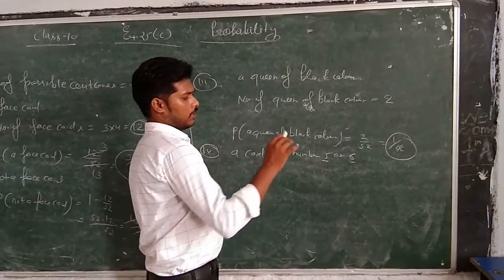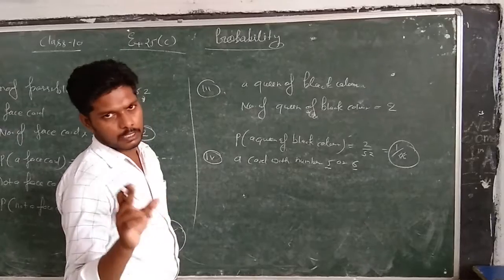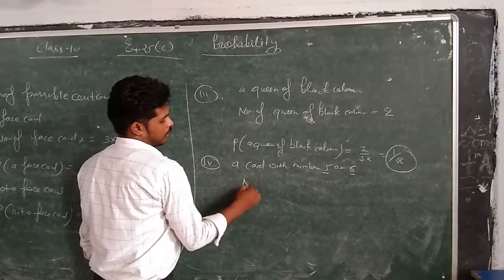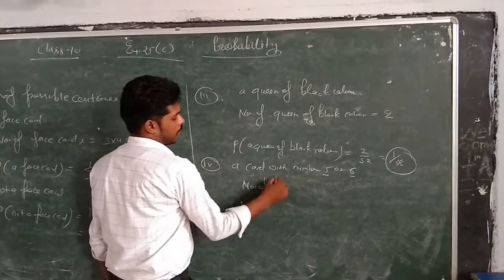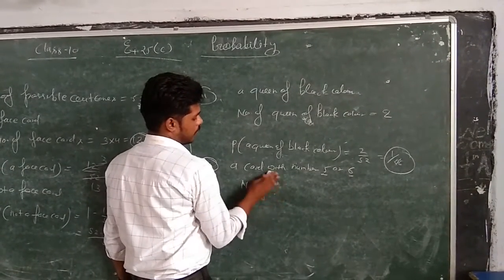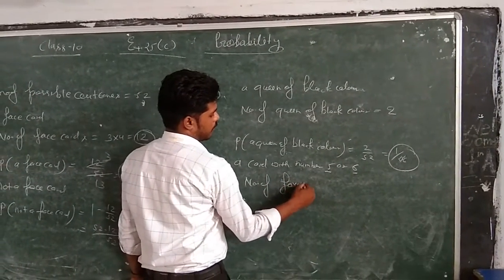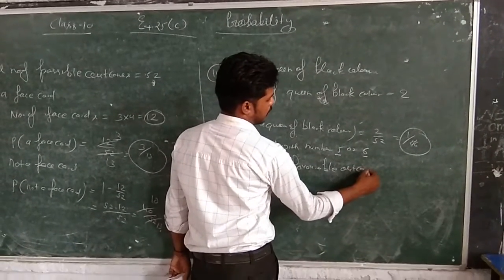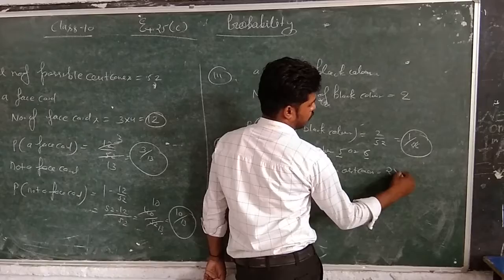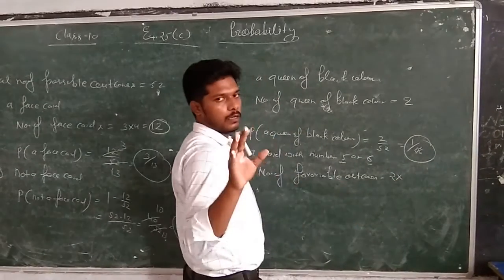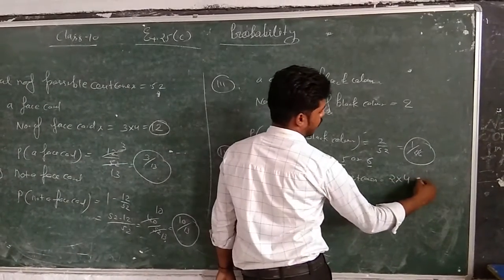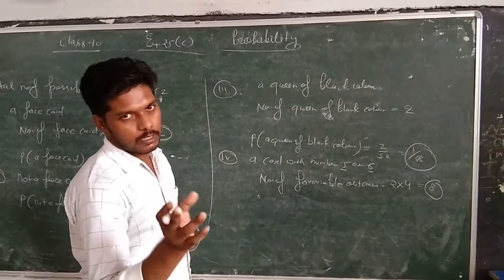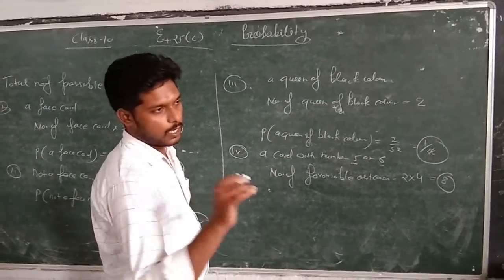It means if you add 5 and 6, there are 2 cards in every group of 13 cards. So the number of favorable outcomes: you multiply 2 by 4, because there is a group of 13 four times, and you will get 8. It means there are 8 cards in which you will find the number 5 or 6.